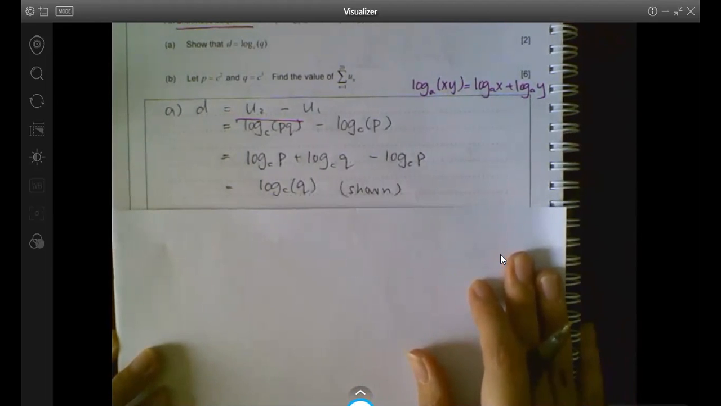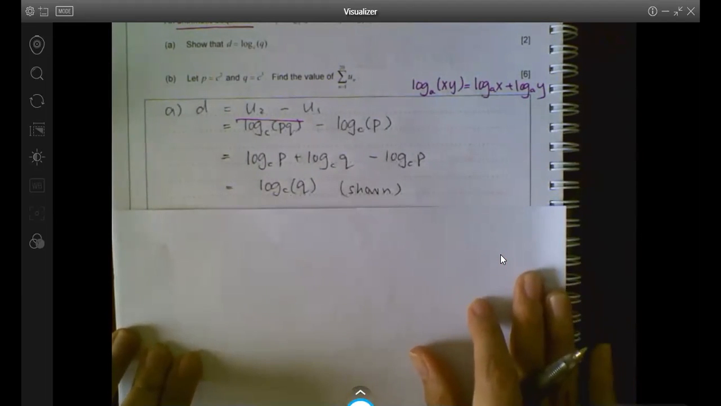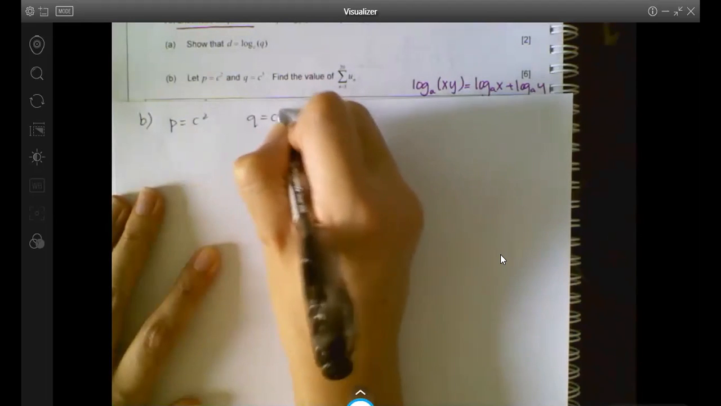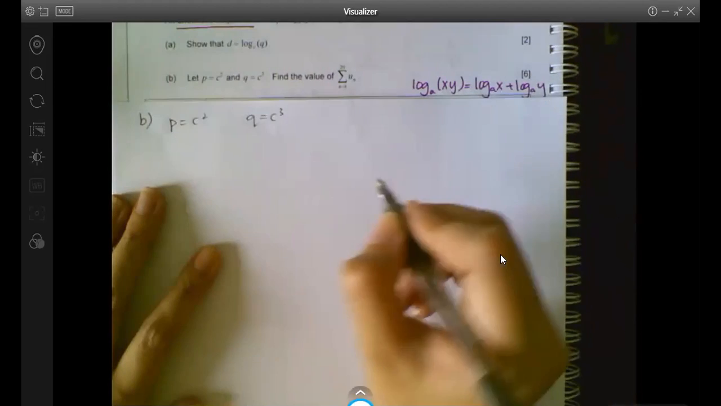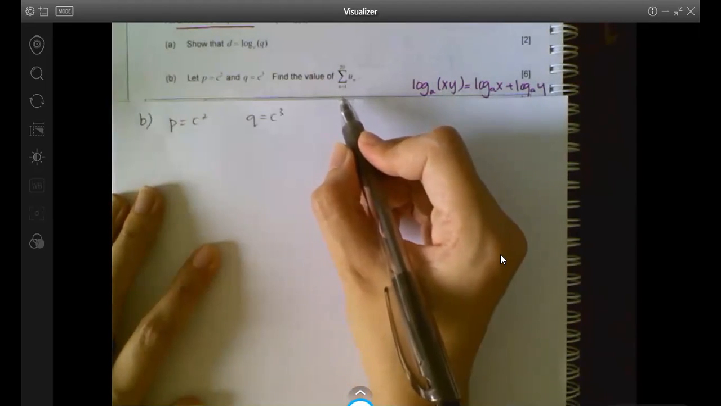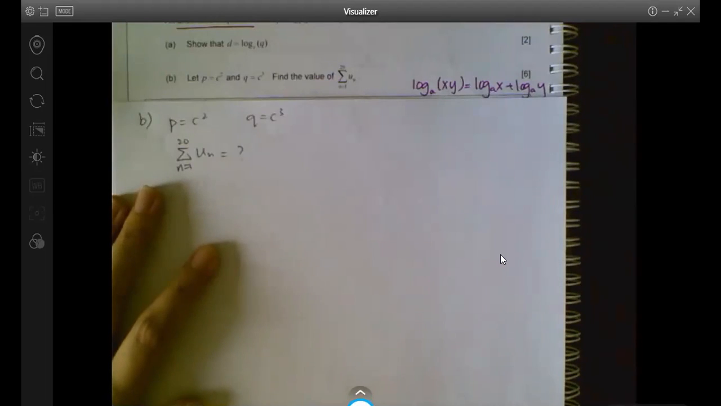Right, so once we have d is log base c of q shown, let us move on to part B. In part B, we are given that p is c squared, q is c cubed, and we are asked to find the summation of un from n equals 1 to 20.